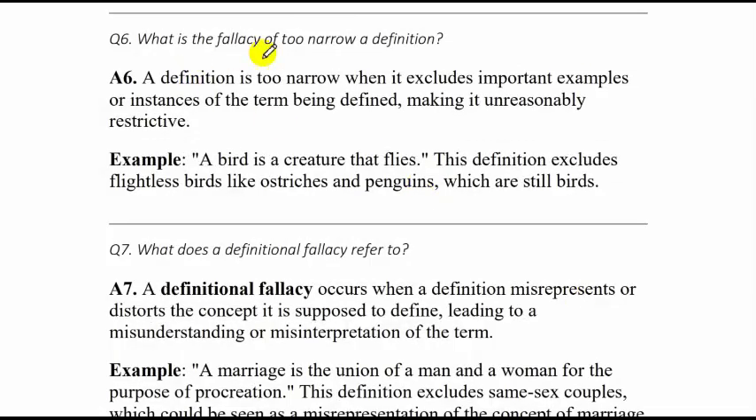What is the fallacy of too narrow a definition? A definition is too narrow when it excludes important examples or instances of the term being defined, making it unreasonably restrictive. For example, a bird is a creature that flies. This definition excludes flightless birds like ostriches and penguins, which are still birds.